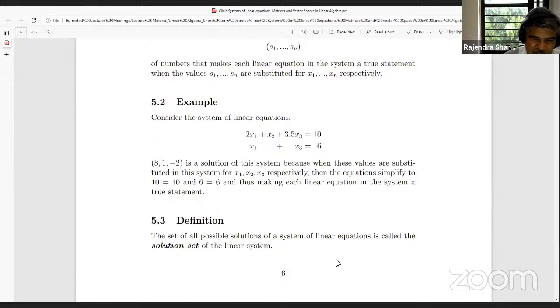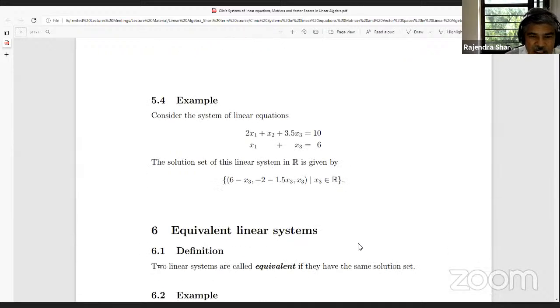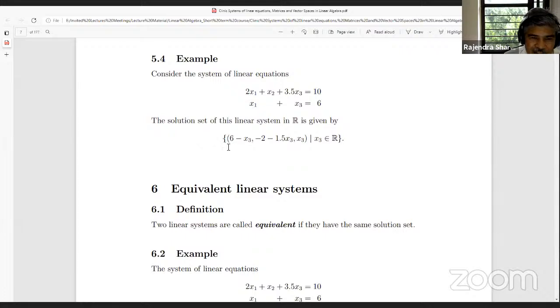So the solution set. Solution set means the set of all possible solutions of a system of linear equations. Just one example, the same example. What we see here is that the solution set of this linear system in R, meaning the real numbers, is 6 minus x3, minus 2 minus 1.5 x3, and x3, where x3 could take any arbitrary value in real numbers. So this gives you infinitely many solutions, and this set is called the solution set of this linear system of equations in R.